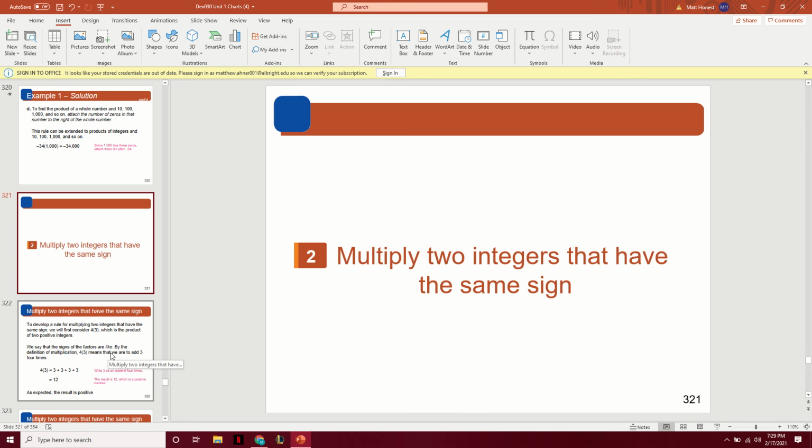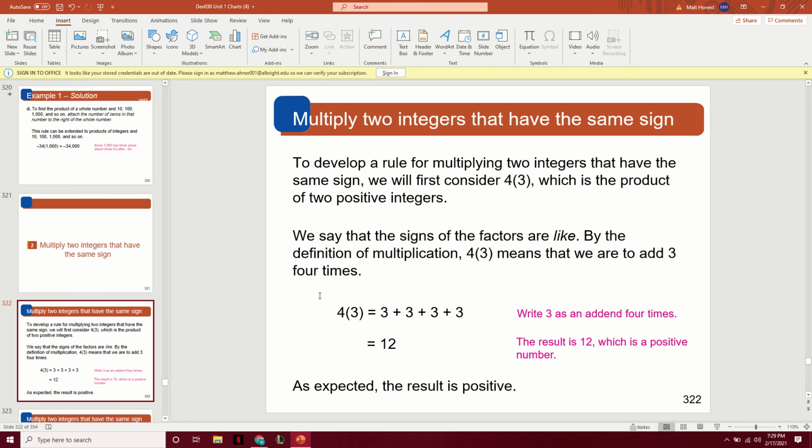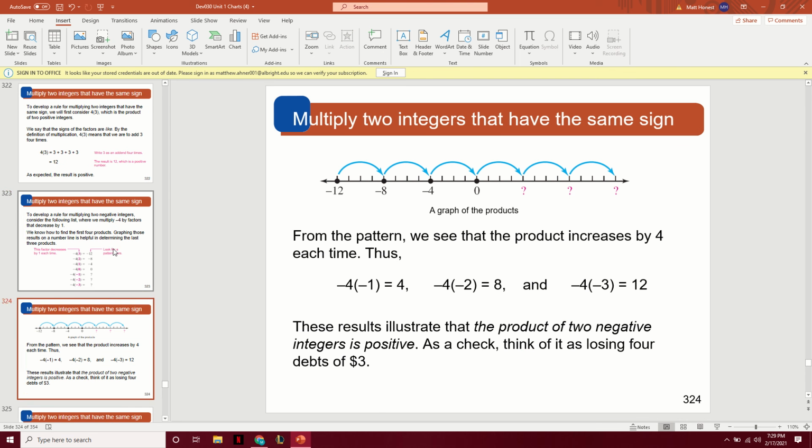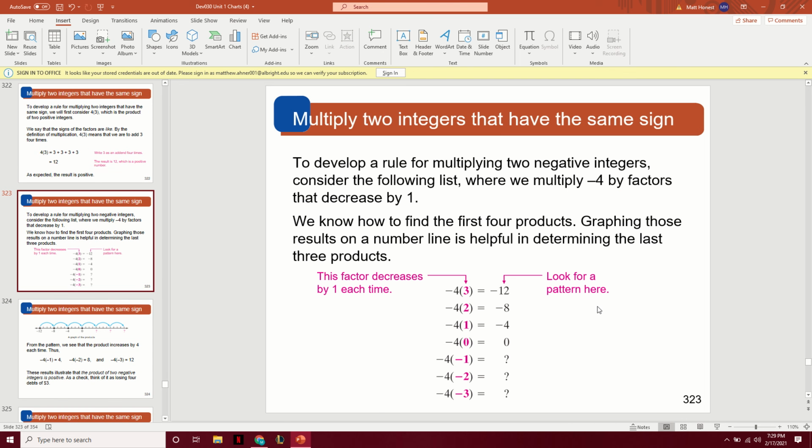Now, inversely, if the signs do match, your answer will always be positive. So for 4 times 3, they're both positive numbers. Because they're both positive numbers, your answer is positive. Okay.